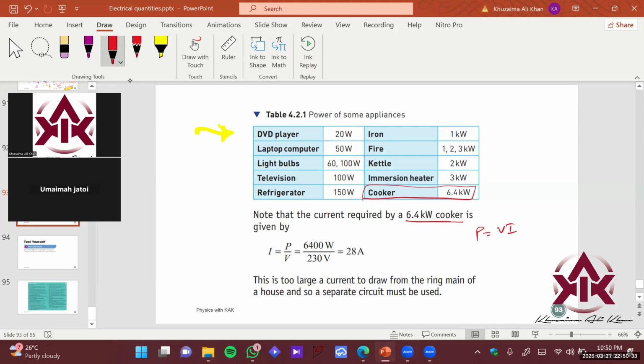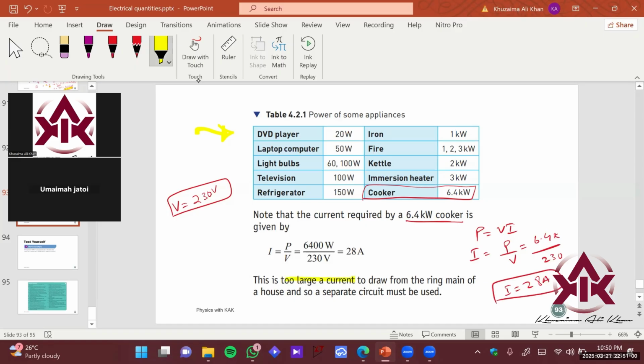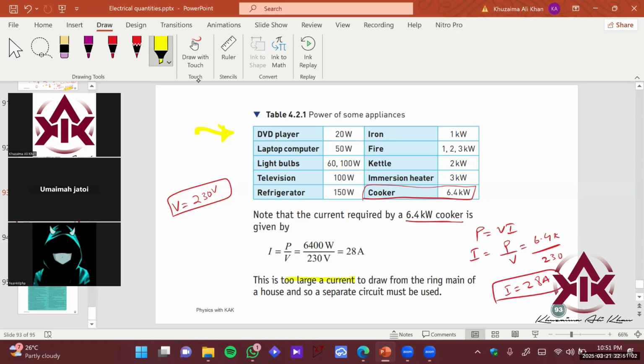You know कि आपके पास जो इलेक्ट्रिसिटी आती है from the electric and any power supply company gives you 230 volts, right? So you can find out the current that is going to flow through the cooker here, right? That is power upon voltage, 6.4 kilowatt divided by the voltage that is getting supplied to your house, right? So it comes out to be 28 amps, right? So this is a too large current over here, so we need to have some separate circuit over here.